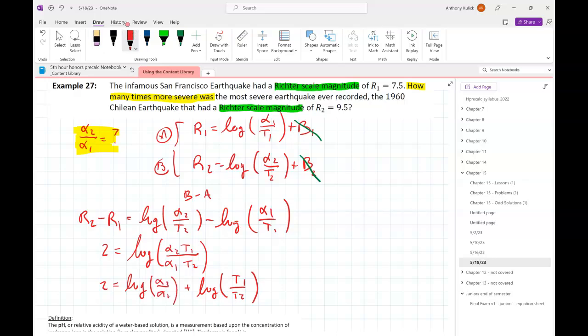Sorry. That's better. And we have almost what we need there, right? Because I see the alpha 2 over alpha 1 inside that logarithm. So let's think for a minute about this T1 over T2 piece. What are the T's representing again? Yeah, the period of that associated ground wave, right?